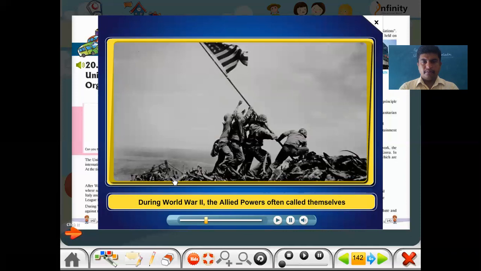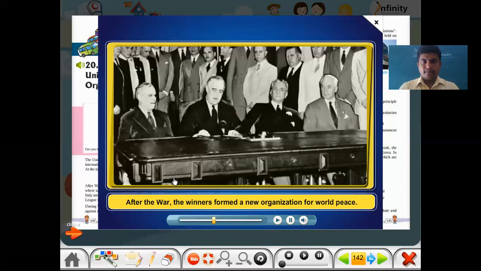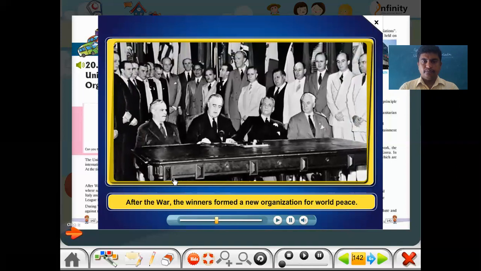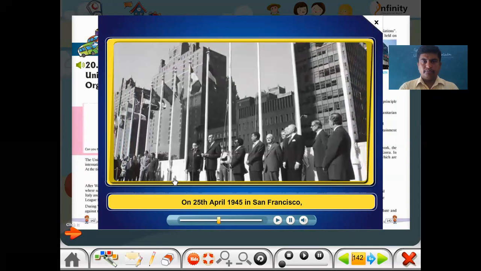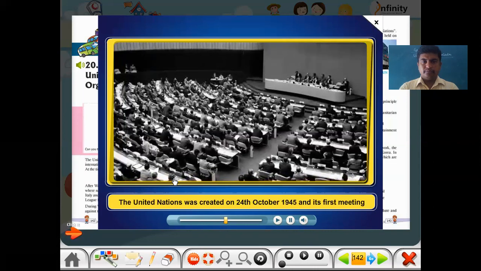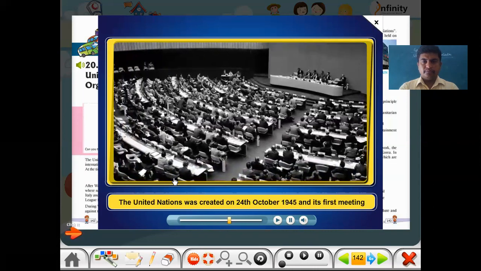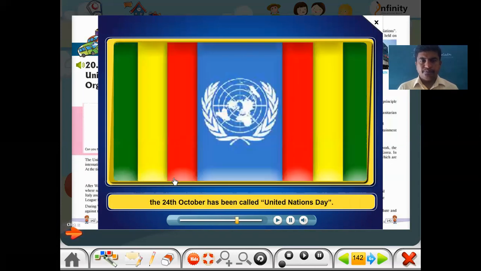During World War II, the Allied powers often called themselves United Nations, united against the Axis powers. After the war, the winners formed the new Organization for World Peace. On 25th April 1945, in San Francisco, they decided on the name United Nations. The United Nations was created on 24th October 1945 and its first meeting was held on 10th January 1946. Since 1947, 24th October has been called United Nations Day.